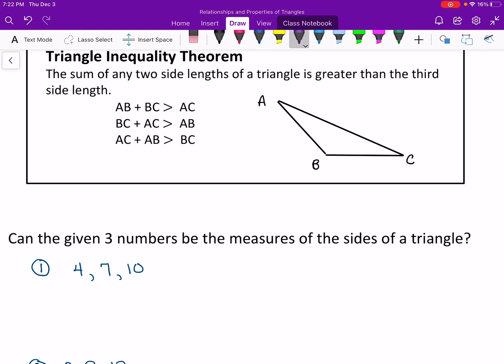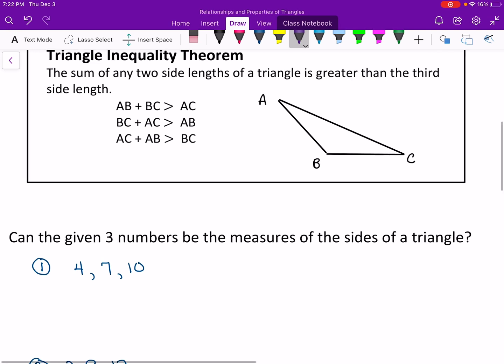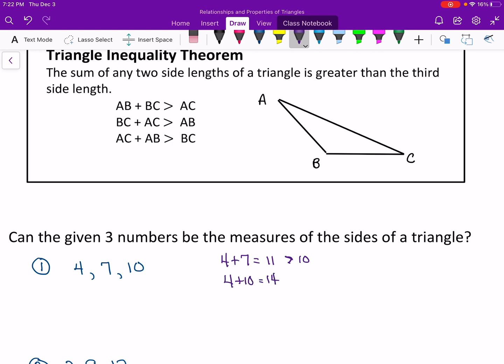So what we're going to do to make that decision, we can't just check one to say yes. We have to make sure that if we add all three sets or all three pairs of sides, that they're always going to be longer than the third one. You have to check all three combinations. So we're going to see 4 plus 7 is 11, which is greater than 10. So that one works. And then I'm going to check the 4 plus 10. Well, that's 14, and that is greater than the 7.